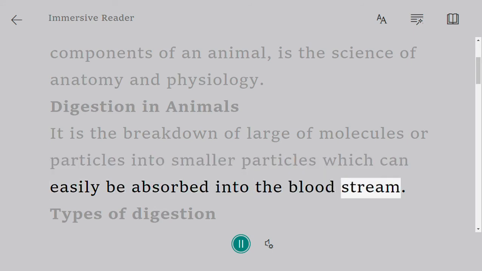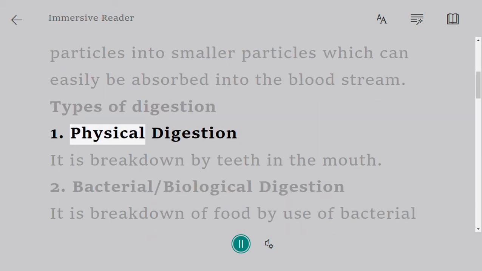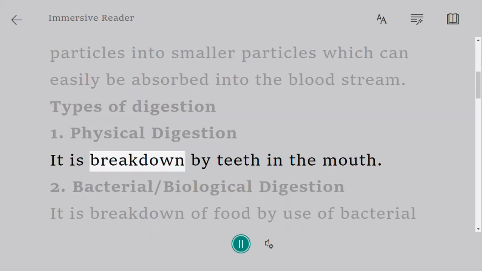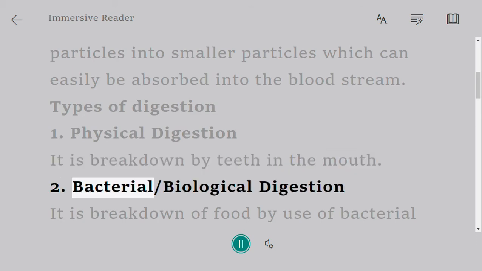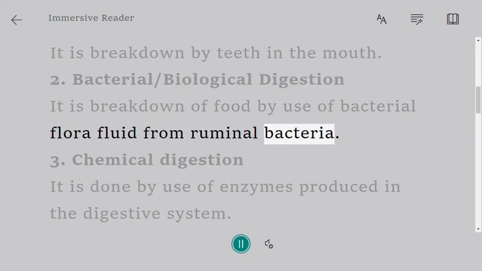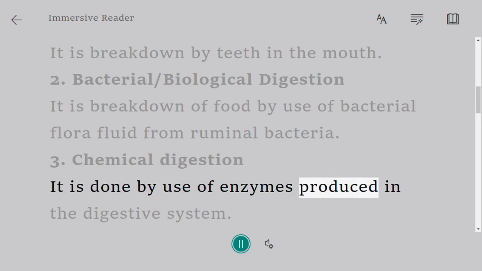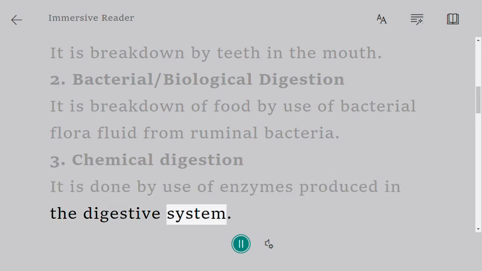into the bloodstream. Types of digestion. 1. Physical digestion. It is breakdown by teeth in the mouth. 2. Bacterial/biological digestion. It is breakdown of food by use of bacterial flora fluid from ruminal bacteria. 3. Chemical digestion. It is done by use of enzymes produced in the digestive system.